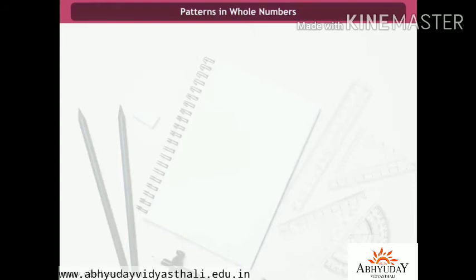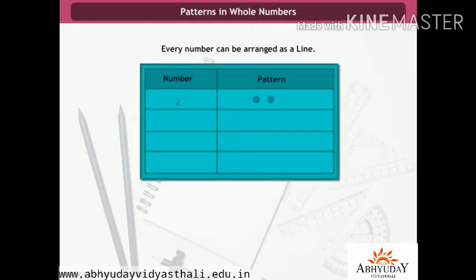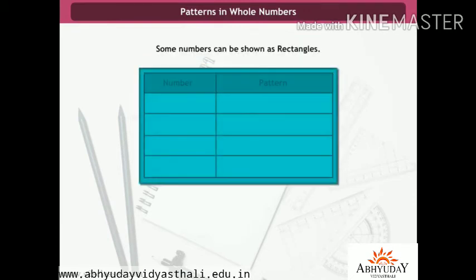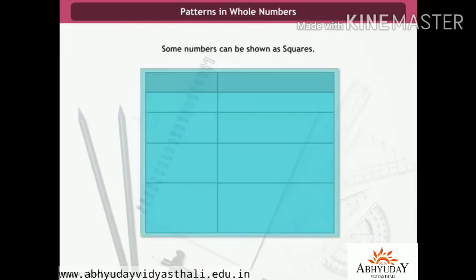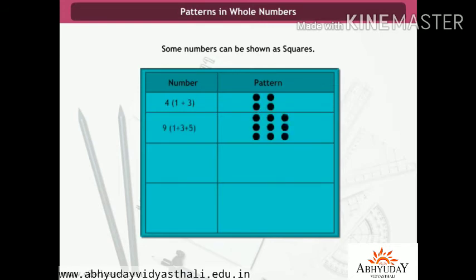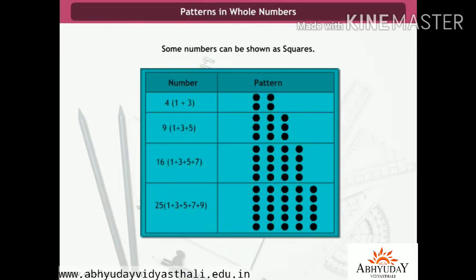Patterns in whole numbers. Whole numbers can be represented through various patterns. One of the ways is by using dots. The numbers excluding 0 and 1 can be represented by using dots through various patterns such as lines, rectangles, squares and triangles. Every whole number can be represented as a line, 2, 3, 4, 5 and so on. Some numbers can be shown as rectangles such as 4, 6, 8, 10 and so on. Also, some numbers can be shown as squares, 4, 9, 16, 25 and so on.